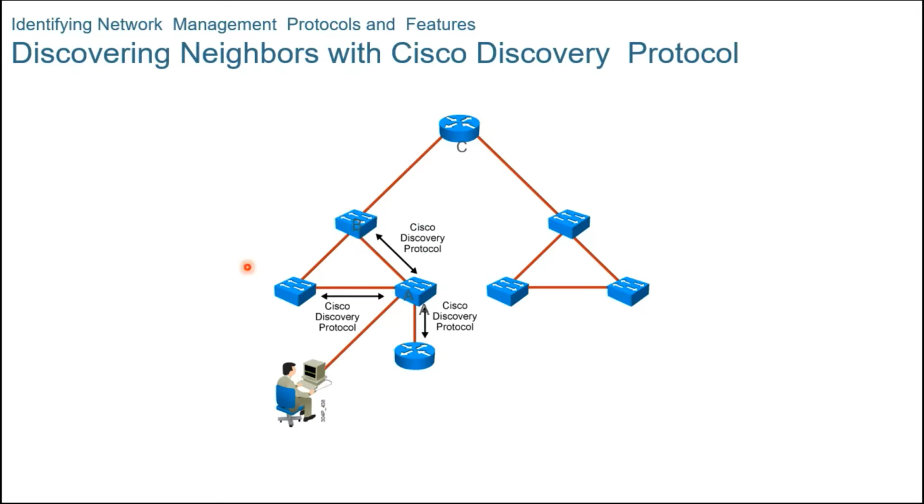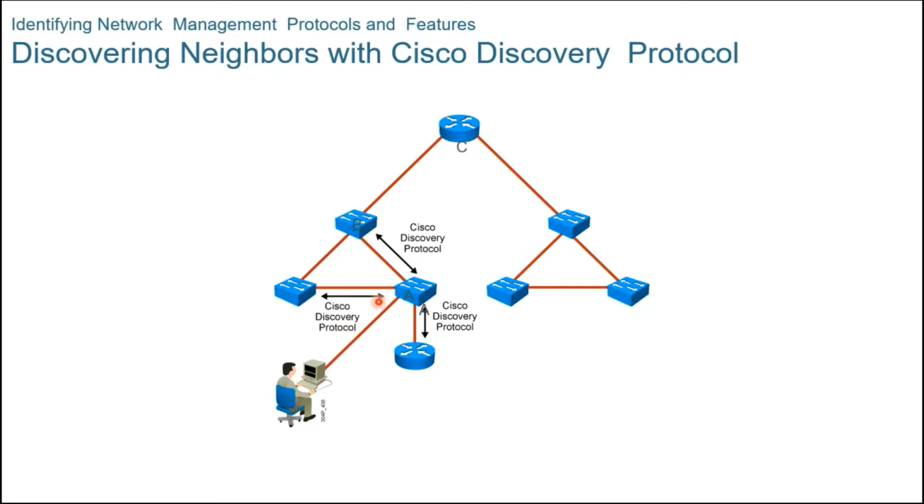Discovering neighbors with the Cisco Discovery Protocol, or CDP. So how CDP works. As illustrated in this figure, CDP information is sent only between directly connected Cisco devices. In this figure, the person connected to switch A sees the router and the two switches directly attached to switch A. Other devices are not visible via CDP. So for example, the person would have to log in to switch B to see router C with CDP.